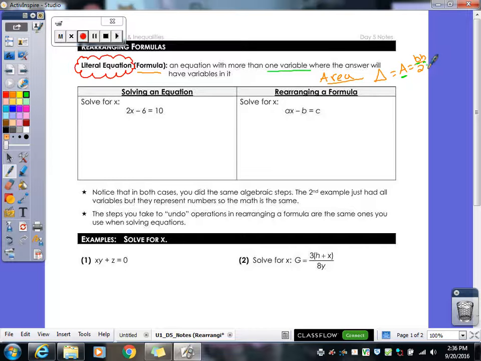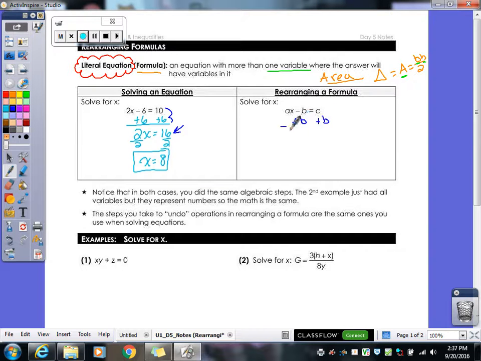When we rearrange these formulas, it's very similar to solving an equation. Over here on the left side, we would start by adding the 6, and then divide by 2, so we get a final answer of x equals 8, which most of you can do in your sleep by this point. The same things happen when you have letters. It's a little confusing because you can't actually combine things like we did with the 10 and the 6 to get 16. But over here, we're going to follow the same steps.